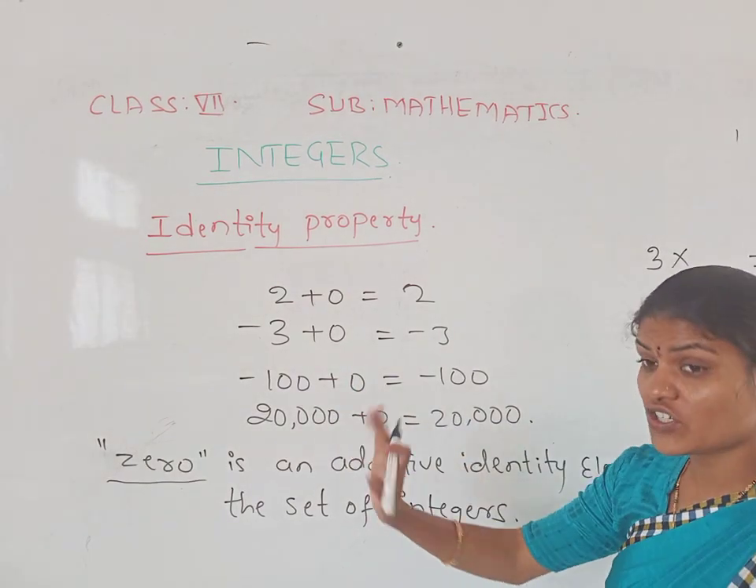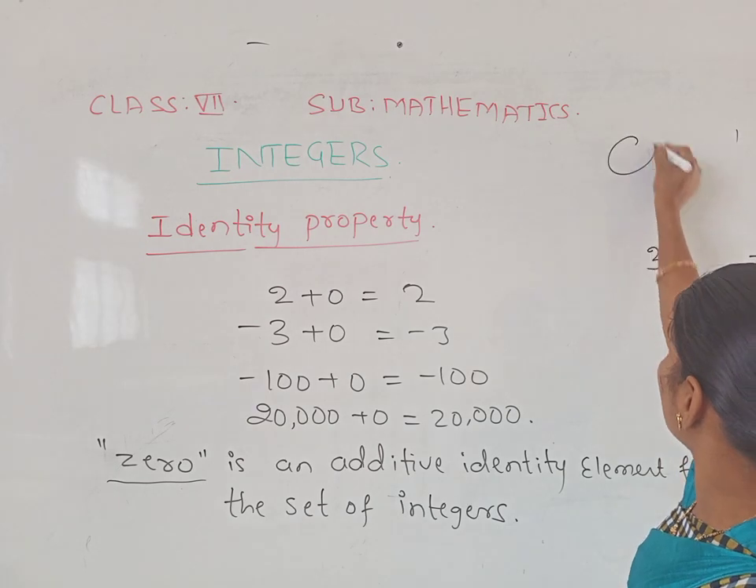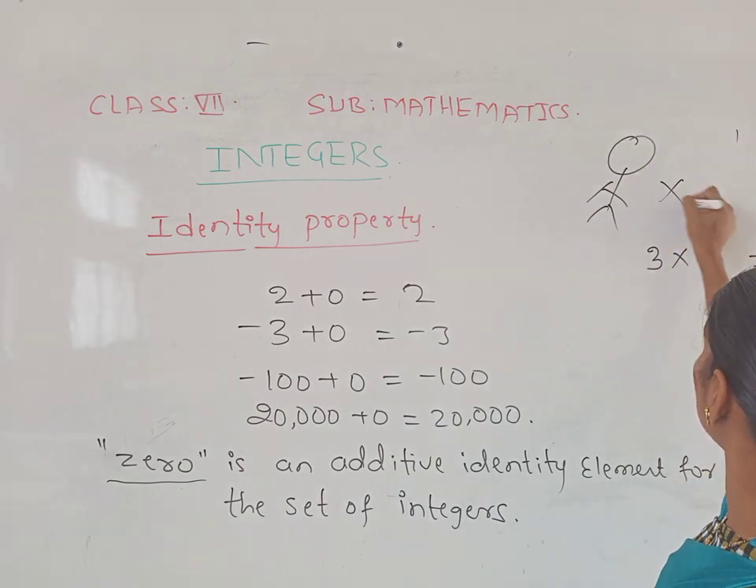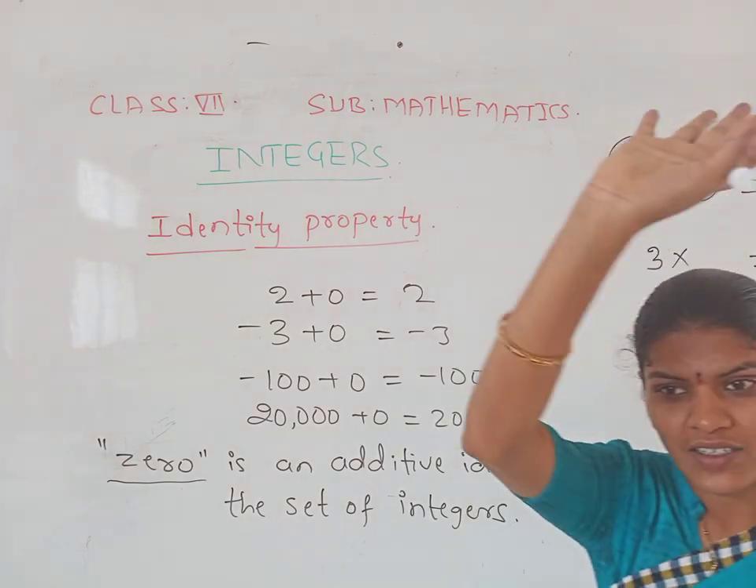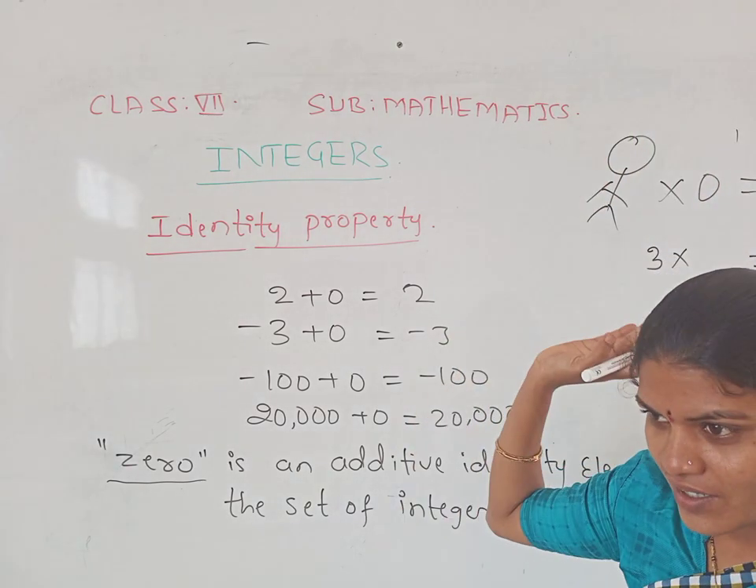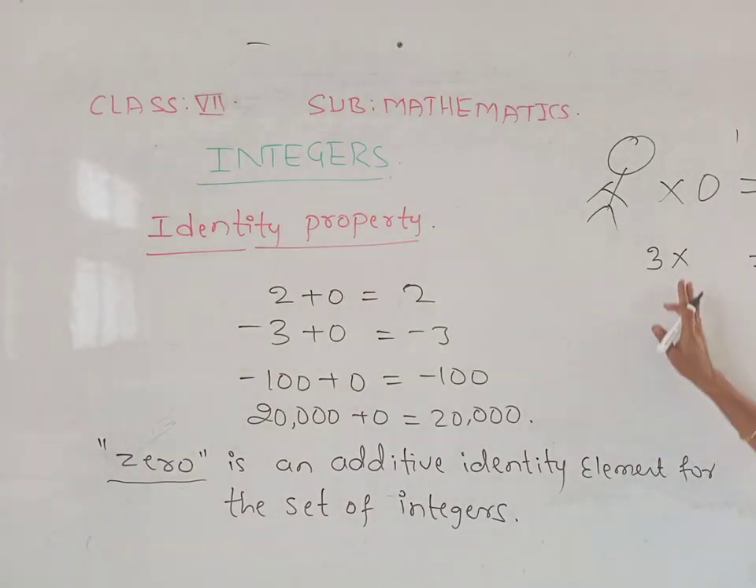But 1 plus 0 is 1. But 1 into 0 is 0 itself, not 1. Zero into any number is again 0 itself. But here 3 into 3 is 3.